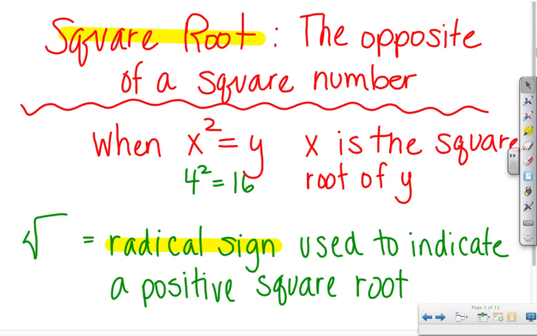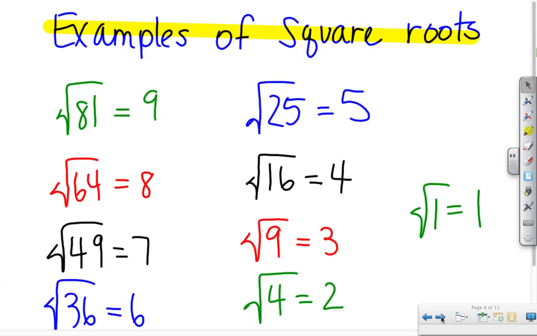And again, we'll talk about the radical sign. There's a picture of it. If we come over here, let's look at some examples of square roots. We've got the square root. We use our radical sign. Remember, 81 is going to be the radicand. The square root of 81 is 9, because 9 times 9 is 81. Square root of 64 would be 8, because 8 times 8 gives us 64. Square root of 49 is 7, because 7 times 7 gives us 49, and so on and so forth.